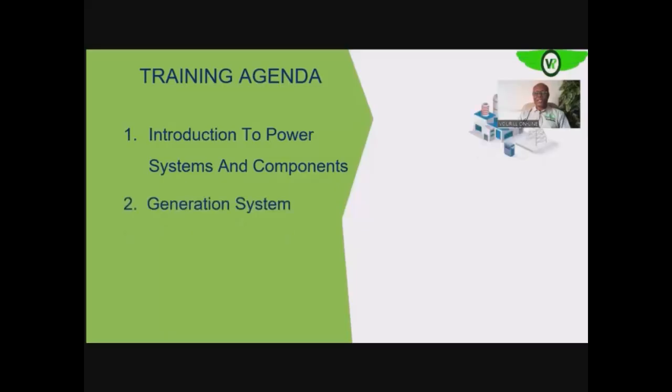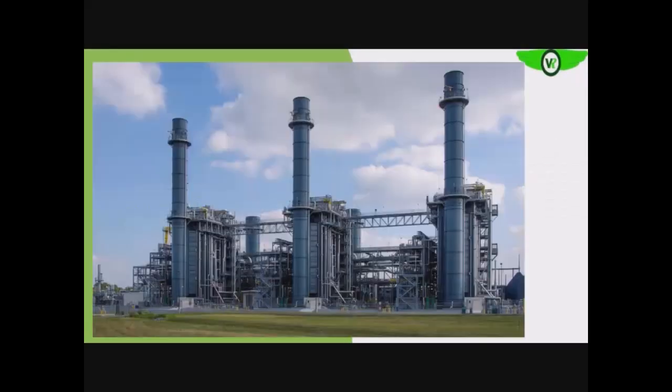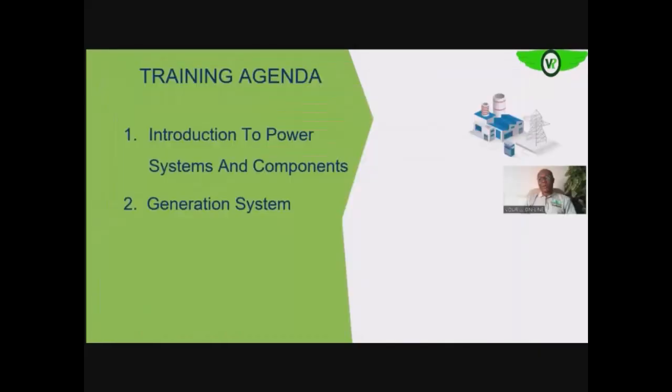Then secondly, in the power system, we'll come to see that one section of the power system is the generation system. So what are the equipment that we can find in the generation system and how do they work? We are also going to see all of this so that our appreciation of it will help us to carry out maintenance and operations in our power system.